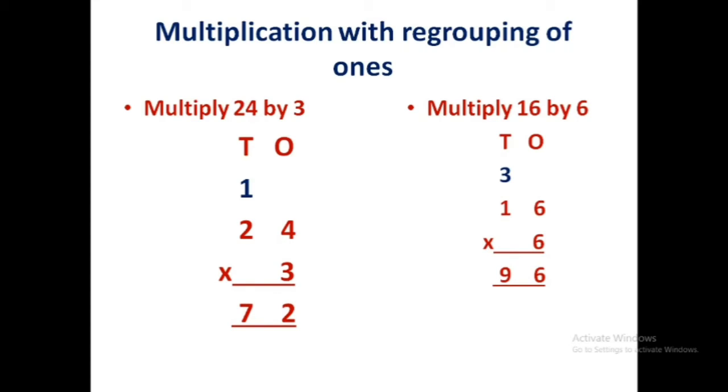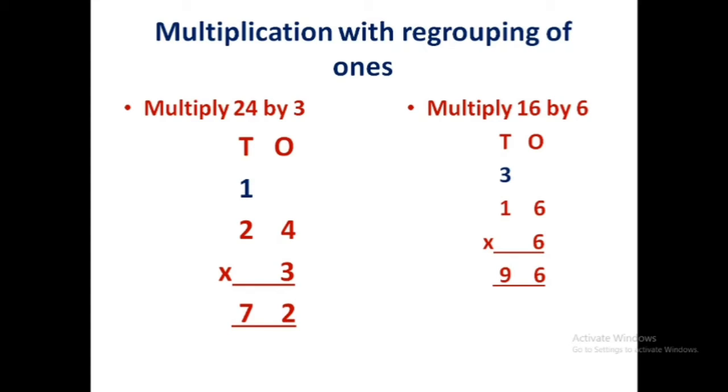Now 3 into 2 tens. 3 into 2 tens is 6 tens. We have to add the carried over 1 also. So 1 ten plus 6 tens is equal to 7 tens. We have to write 7 in the tens column. So the final answer will be 72. 24 into 3 is equal to 72.